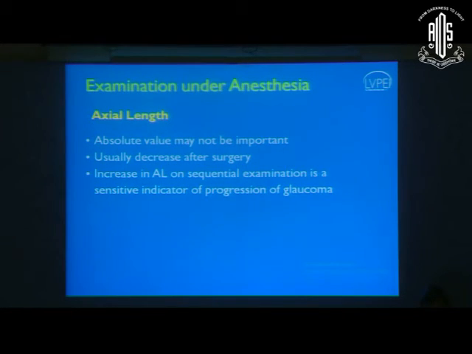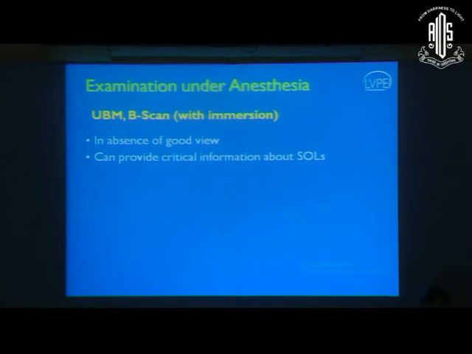The axial length, again, absolute value may not be important, but usually decreases after surgery. An increase in axial length on sequential examination is a sensitive indicator of progression of glaucoma. In the absence of a good view, UBM and B-scan can provide critical information about space-occupying lesions.